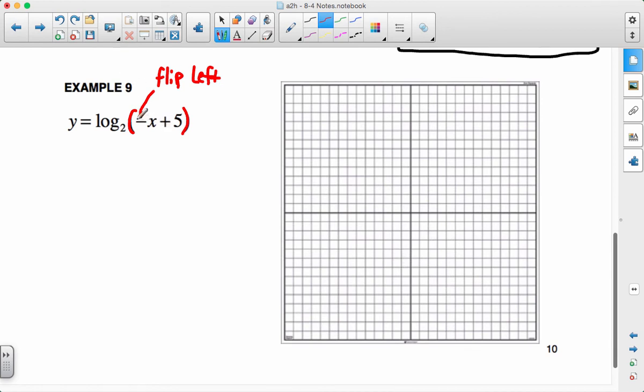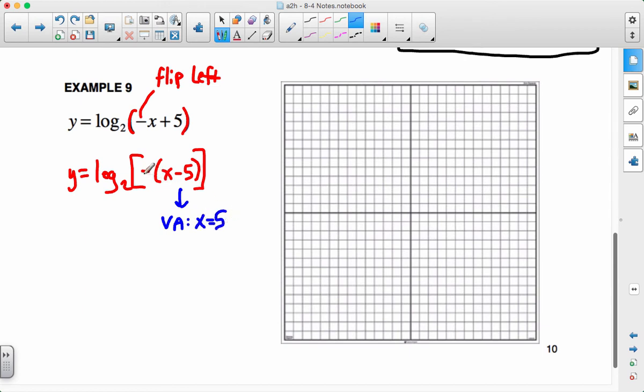Okay. Now we could factor this negative out but remain within these parentheses. We could do that. Well, I'll go ahead and write that so you know what I'm saying. I'm saying negative. We've done this throughout the year as well with other functions. And this tells me that my vertical asymptote is at x equals positive 5. And this guy tells me he's flipped left and right.